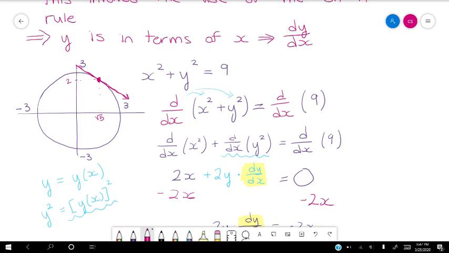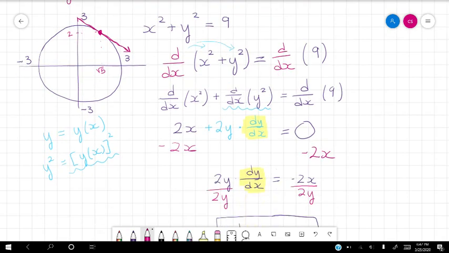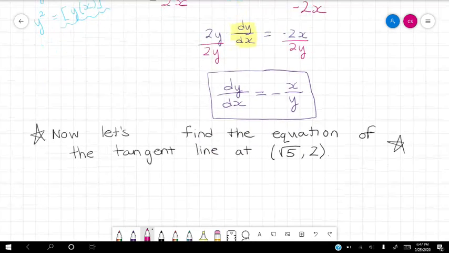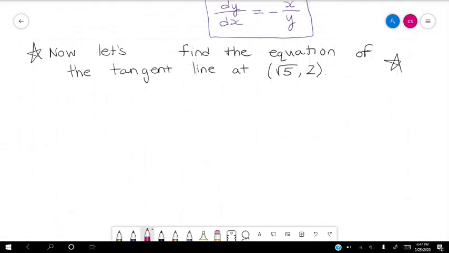Well, we have a point. The point is root 5, 2. So the only thing we need is the slope. How do we find the slope of the tangent line? That's the derivative. Okay, so we have a point, it's root 5, comma 2. The slope of a tangent line, remember, is the derivative.